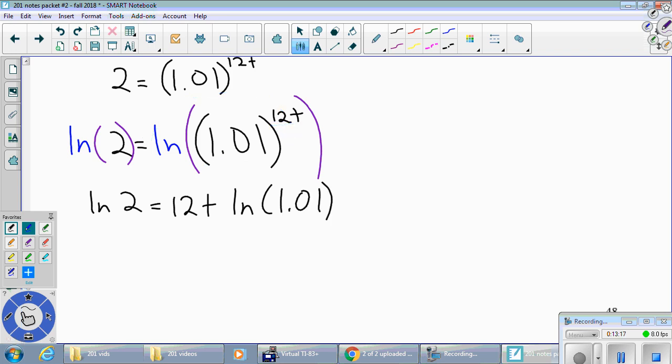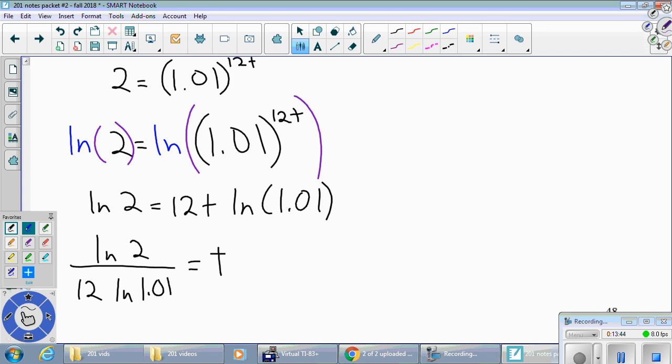And that is why logs are useful. They allow you to take a variable that's in an exponent and get that variable down to like the regular level. And now this equation is easy to solve. We're going to divide both sides by 12 ln of 1.01. Divide by 12 times ln of 1.01 equals, and when I divide the right-hand side by 12 ln of 1.01, I just get t. So there's my answer.